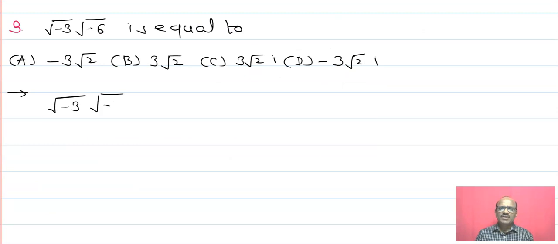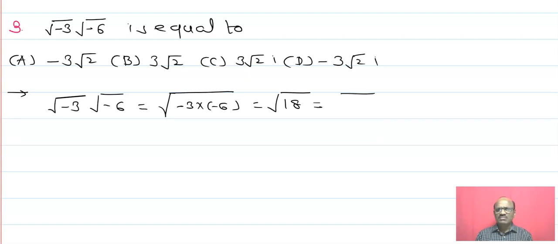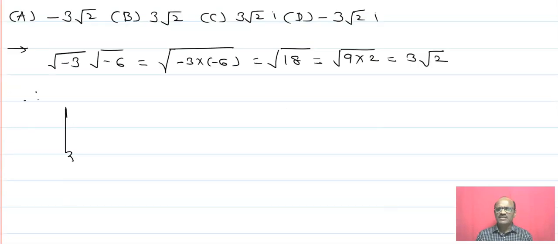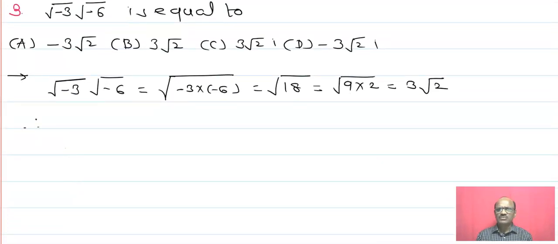Now it is root of minus 3 into root of minus 6 is equal to. Now this is a very simple question. See this, the root of minus 3 into root of minus 6 we can combine by using the law of surds, that is root of (minus 3 into minus 6), that is root of 18, and we can split it up like this, 9 into 2, and that's why we will get 3 root 2. The answer is B, that is 3 root 2.